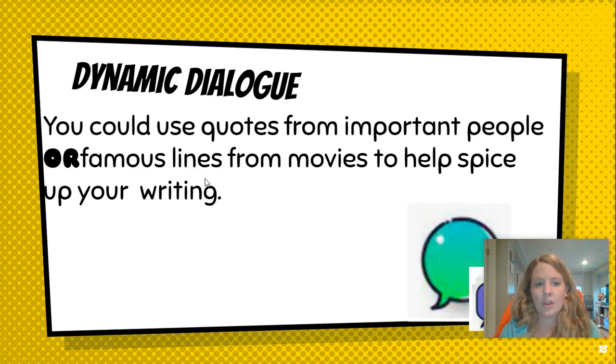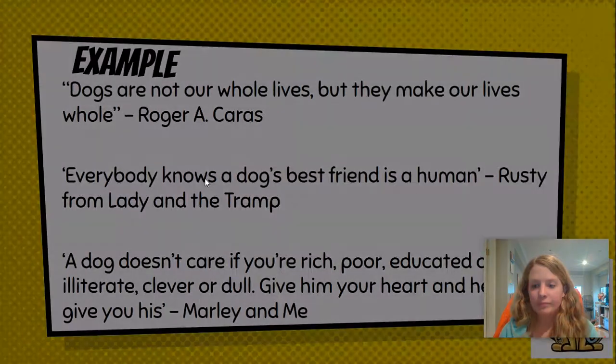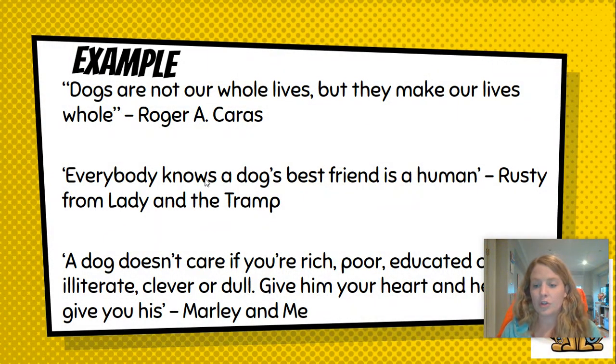Dynamic dialogue. This is another way you could use this in your paragraphs. So you could use quotes from important people or famous lines from movies to help spice up your writing. Here's an example of how you could do that, or what you could use. So you've got this one here. Dogs are not our whole lives, but they make our lives whole. And that's by Roger A. Carras. Now, you would in your speech say who said it, because then people will know that is actually a quote and not something that you're saying.